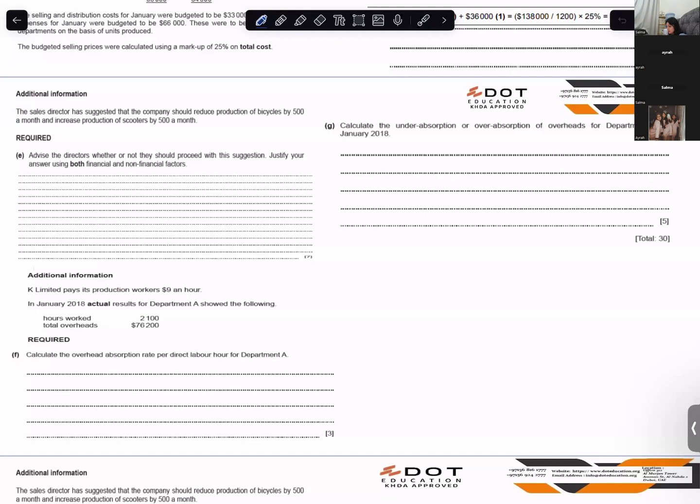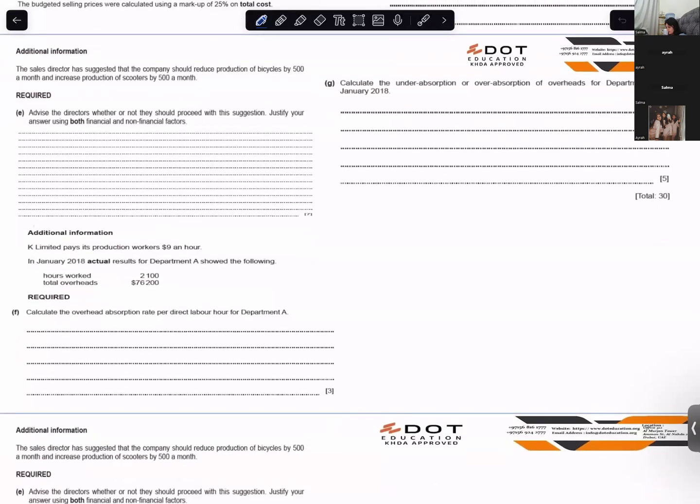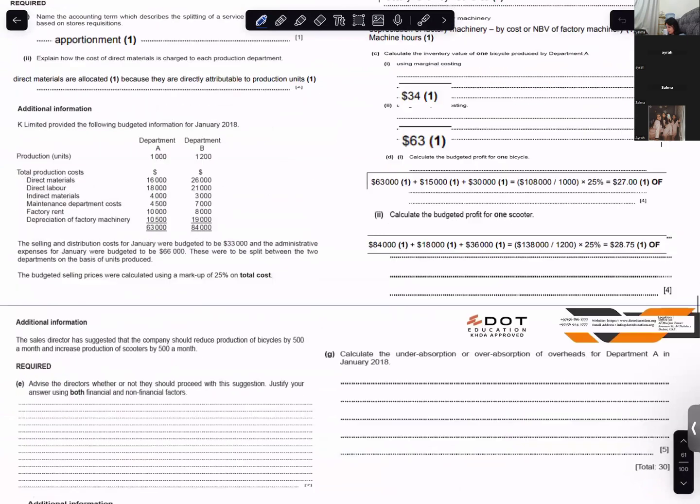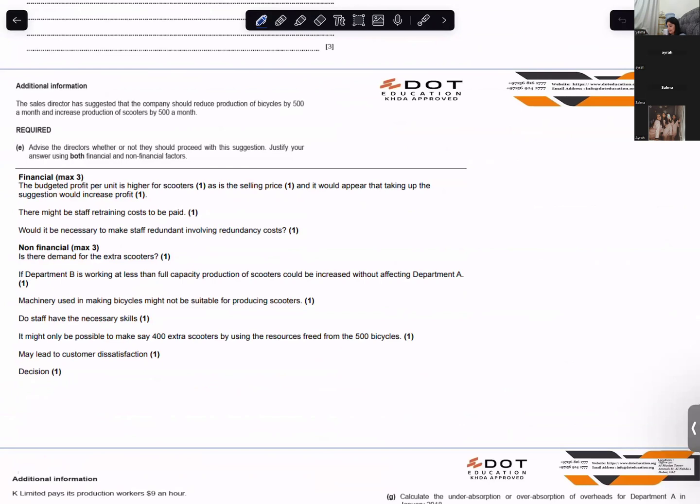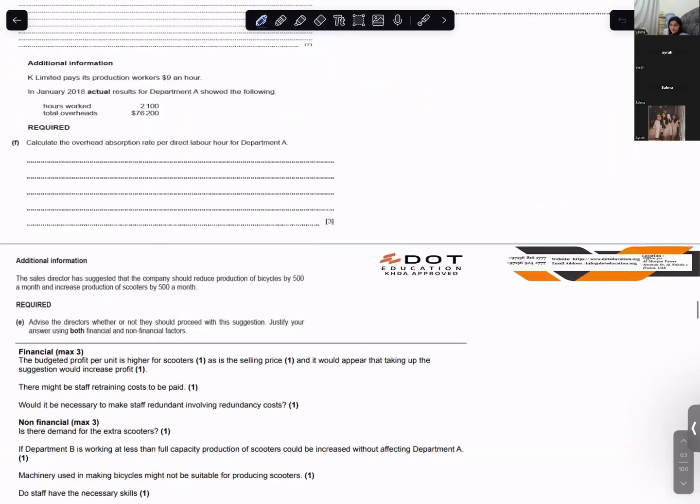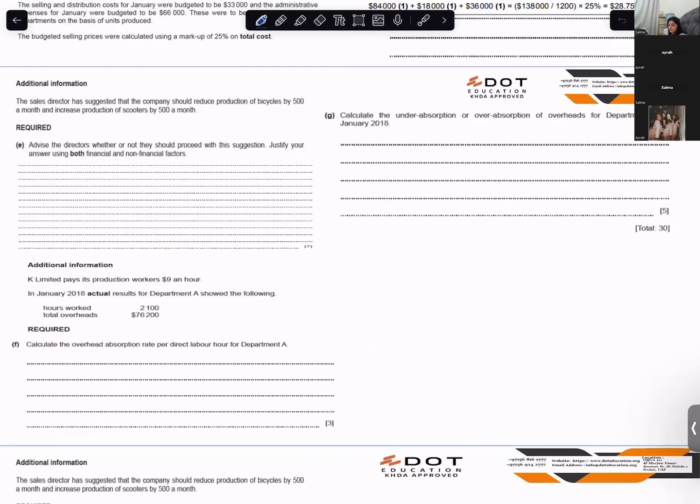How do you calculate under absorption and over absorption of overheads? Can you give me the steps? First you write the actual overheads, the actual amount that is given. Then we calculate the overheads absorbed, which you do by multiplying the OAR by the actual activity level. This is not budgeted overheads, it is overheads absorbed. Then you subtract it, actual minus overheads absorbed, to find the over absorption or under absorption.